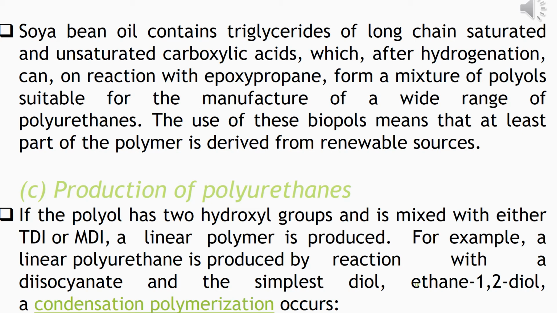In the condensation polymerization, what happens? Small molecules are removed during the condensation of the 2 reactants. So what are we going to do for making polyurethanes? We are reacting the polyols with diisocyanates. This polyol having 2 hydroxyl groups, ethane 1,2-diol, is being treated with diisocyanate to produce polyurethane. So you can check the structure on the next slide.